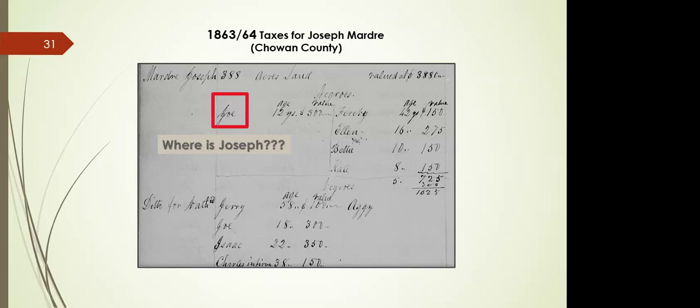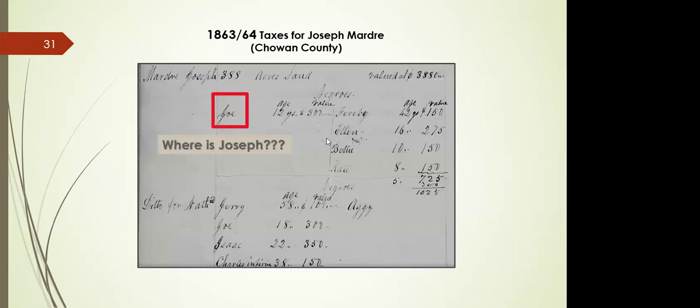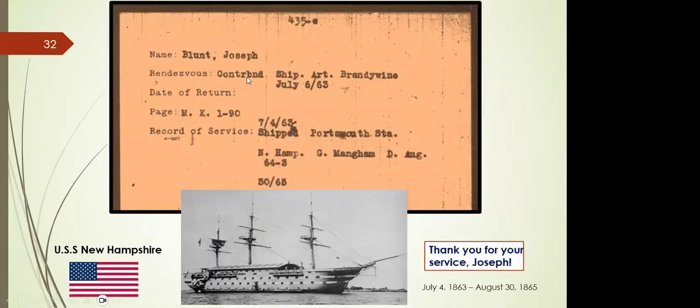Well, here's where Joseph was. I wanted to do this to the end so that we could all end with a smile on our faces. Our Joseph was in the United States Navy. At the time that this tax record was created, he enlisted as contraband on the ship Brandywine. He got on that ship on July 6, 1863. His enlistment was 2 days before that in Virginia, July 4th, the 4th of July, 1863.